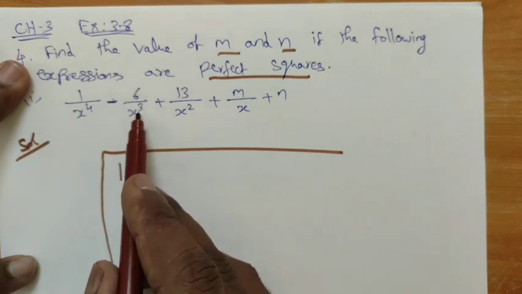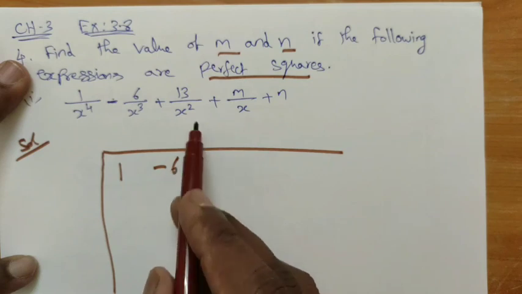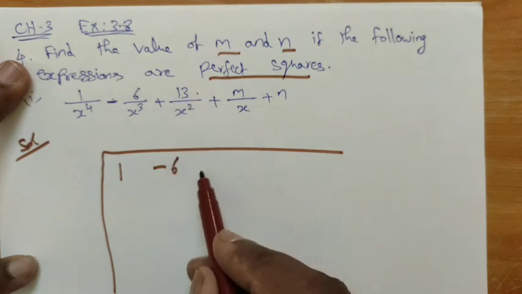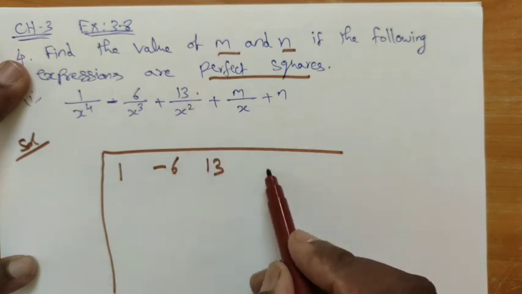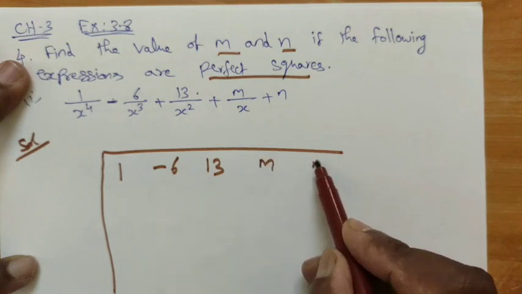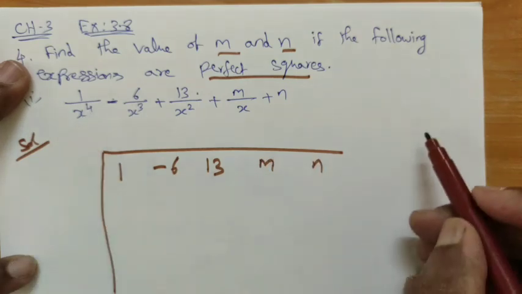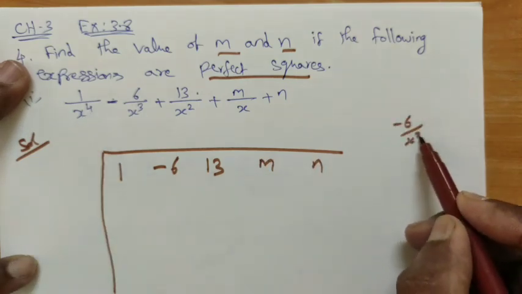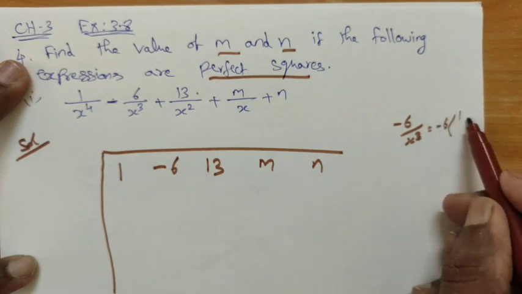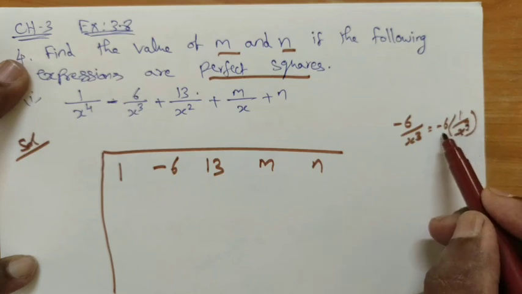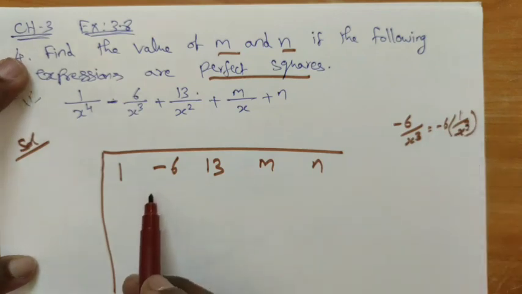The coefficient of 1 by x cube is minus 6. The coefficient of 1 by x square is 13. The coefficient of 1 by x is m and then n. Here minus 6 divided by x cube can be written as minus 6 into 1 by x cube, right? So the coefficient of 1 by x cube is minus 6. In that form we have taken.